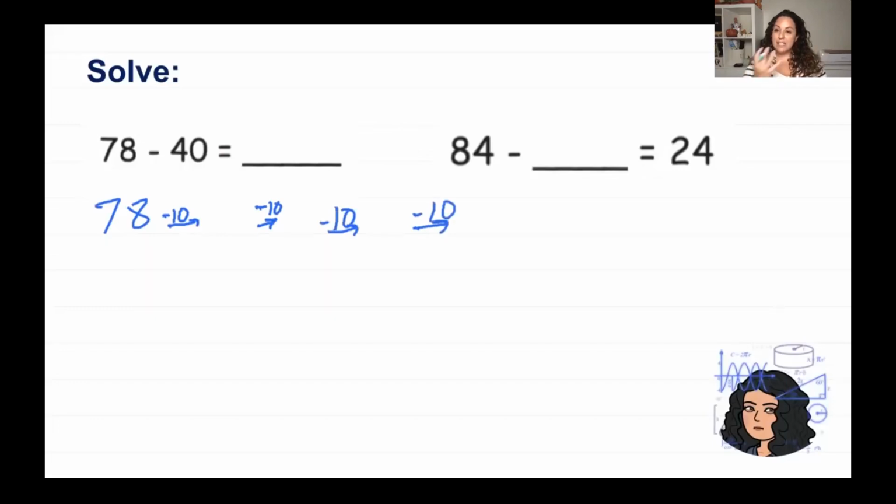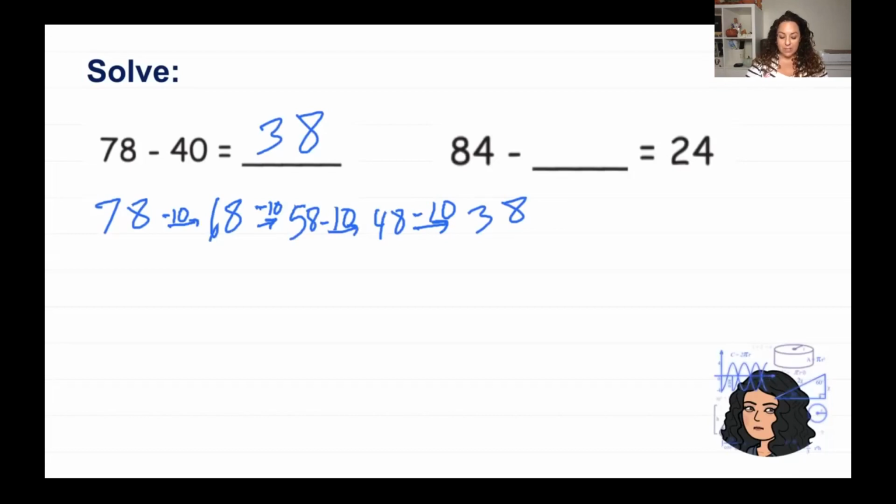So 78 take away 10. Remember, my ones stay the same, but my tens go down. So that's 68. And then take away 10, 58. And then take away 10, that is 48. And if I take away 10 more, it's 38. So you can count down by tens and get your answer that way. This is why I like the arrow way for subtraction, because it makes it so easy.